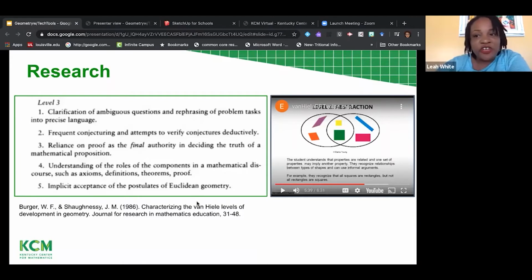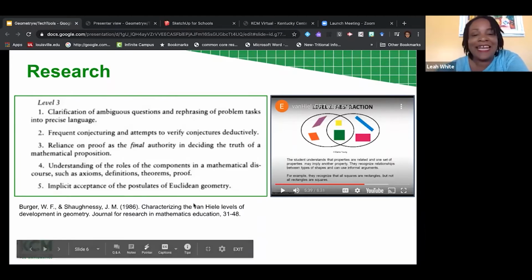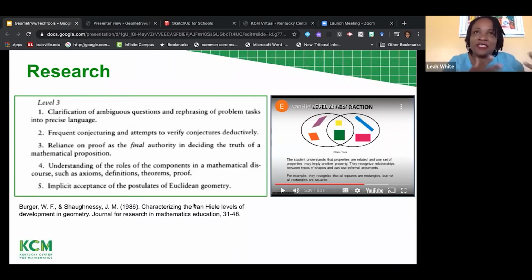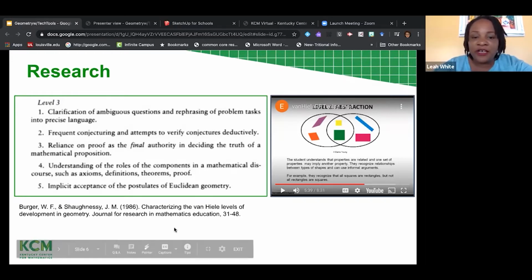Very true, very true. And that was what I was trying to get at when I was saying that, oh my gosh, this is level 3, but our kids aren't ready for level 3 because they don't have those experiences, particularly with the informal. Anyone else want to share?